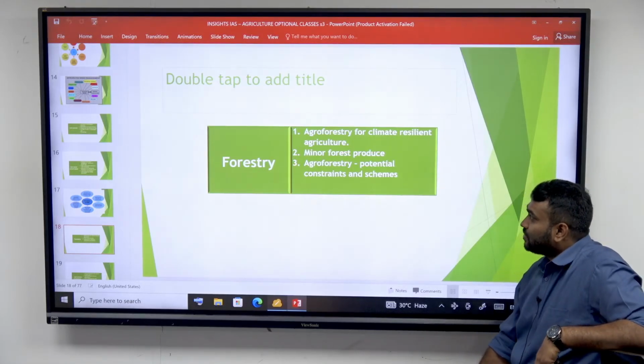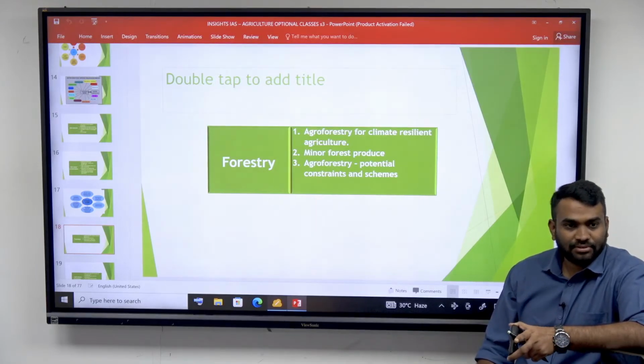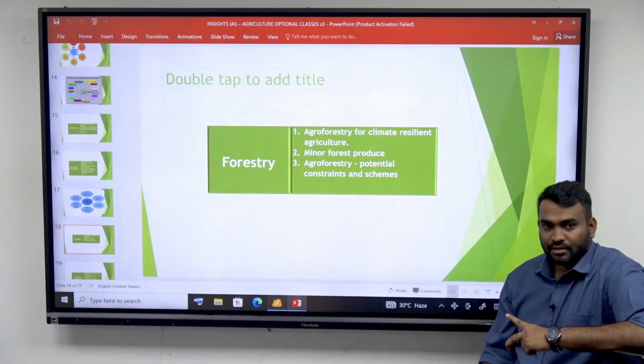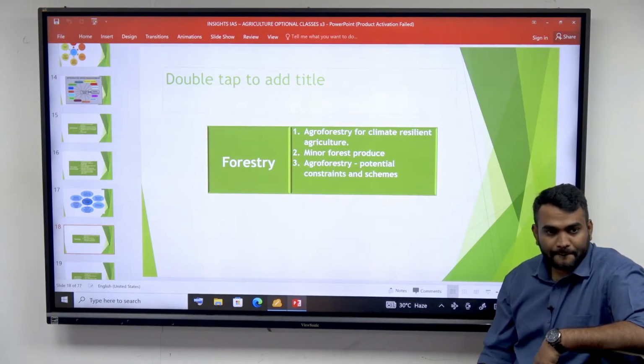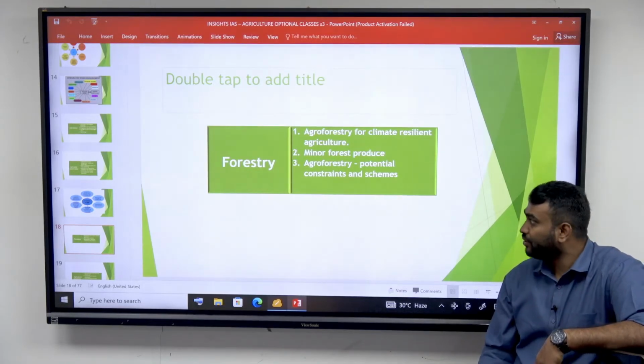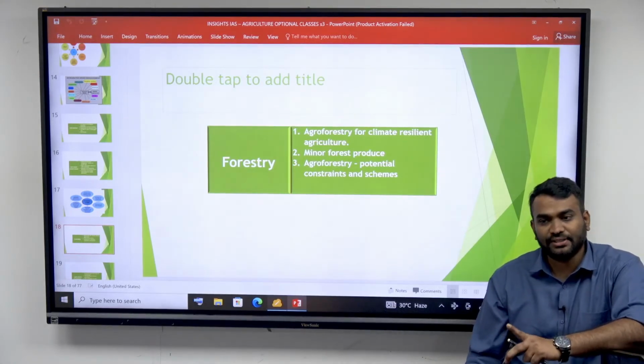Next one is agroforestry: potential, constraints and schemes. Agroforestry plus social forestry, same thing, you have to understand the potential, constraints and schemes. Definitely, you can do that. Here it is mainly potential. When I say potential, you have to understand the difference.